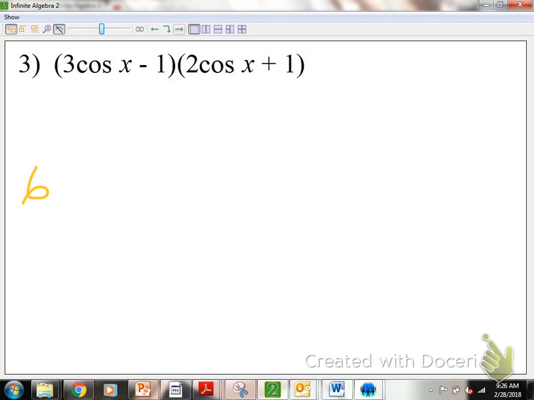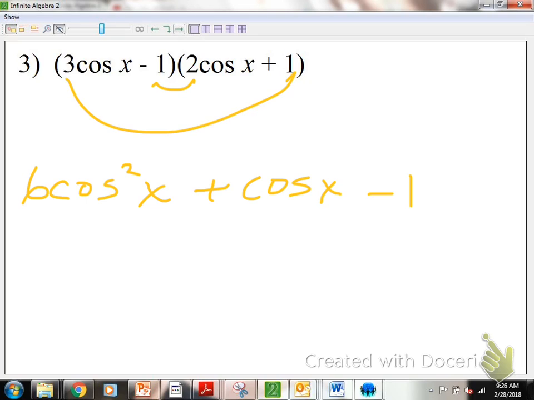6 cosine squared of x. You said plus cosine x minus 1 is correct. Because our inside and outside terms would be minus 2 cosine x plus 3 cosine x. 3 cosine x minus 2 cosine x is 1 cosine x. So we get 6 cosine squared x plus cosine x minus 1. And again, this is in a quadratic form, so we would factor it, if we were factoring it, the same way we would factor 6y squared plus y minus 1.